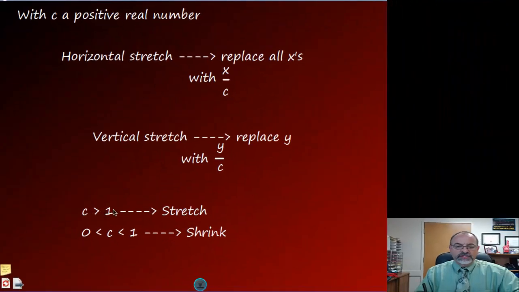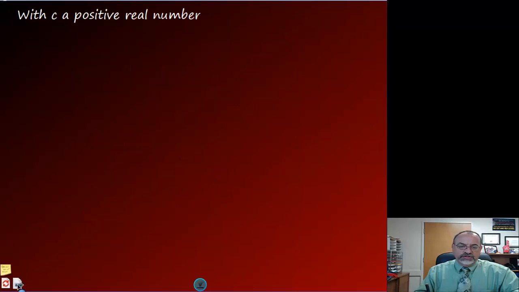Now if it's a stretch, the number that we're going to use is going to be bigger than 1. If you think about multiplying a number, how can you make a number bigger? You multiply it by a number greater than 1. How do you make a number smaller? You actually multiply it by a number between 0 and 1, or multiply it by a fraction. So if our c value is a fraction, then it's going to be a shrink. You're going to be making it smaller. If the c value is a number larger than 1, then it's going to be a stretch.